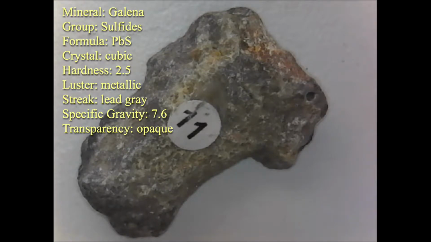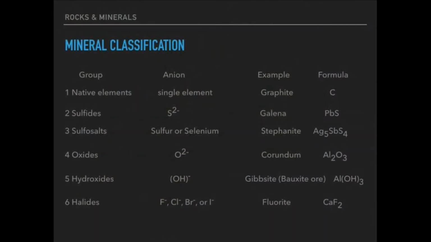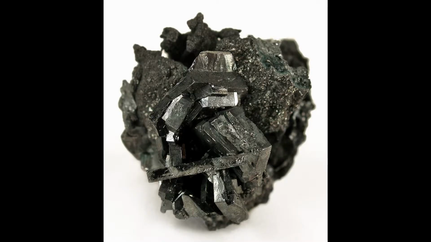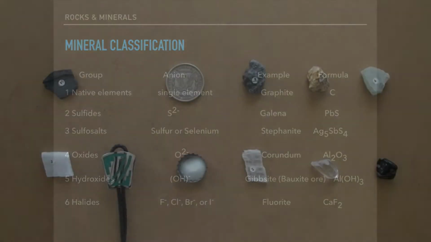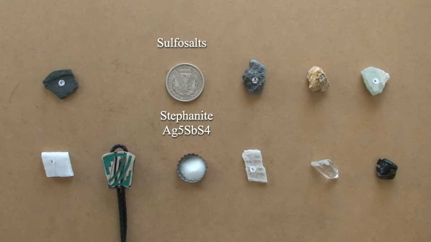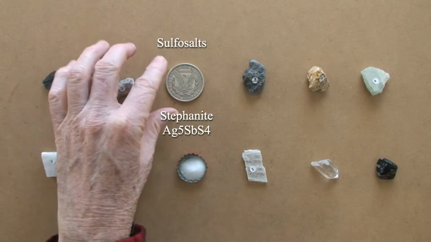Okay, so let's move on to the next one here. The next group is the sulfur salts, and these basically have either sulfur or selenium as a salt. And I actually don't have an example of this. The example I'm using is stephanite, which has a formula Ag5SbS4. So it's got silver, it's got antimony, and it's got sulfur in it. So I just have a stand-in here. I don't really have that to show, so I picked this one here.